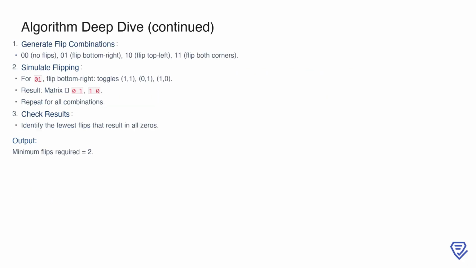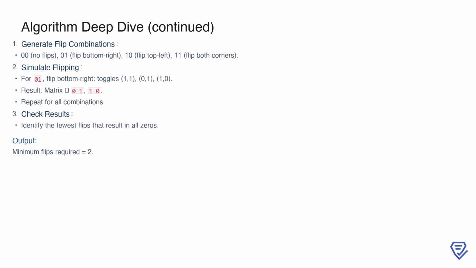Consider the input matrix 1 0 0 1. First, we generate all possible flip combinations: 0 0, no flips; 0 1, flip bottom right; 1 0, flip top left; and 1 1, flip both corners. For each combination, we simulate the flipping process. For example, with the combination 0 1, flipping the bottom right cell toggles the values of the cell itself and its neighbors, 1 1, 0 1 and 1 0, resulting in the matrix 0 1 1 0.